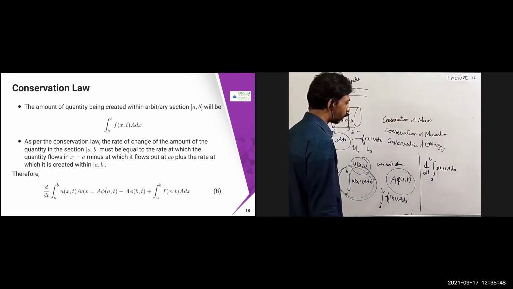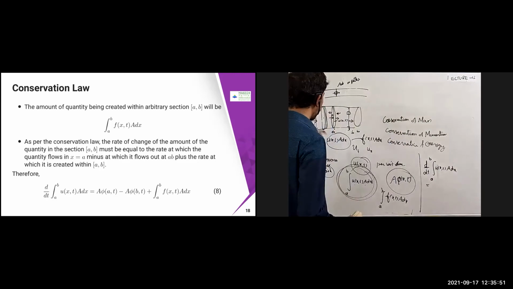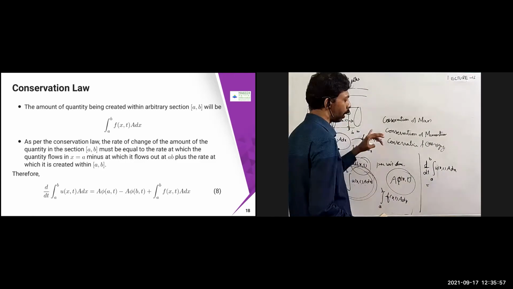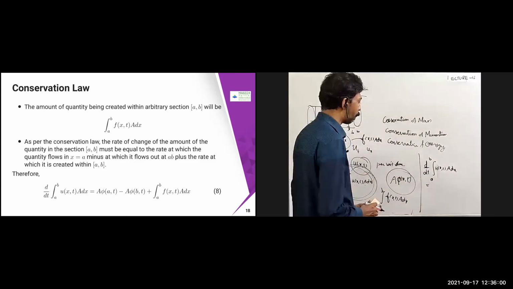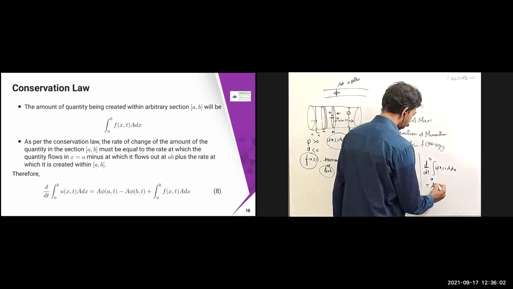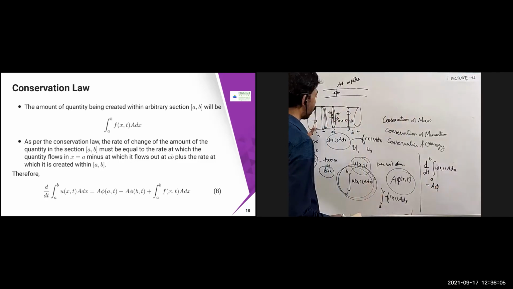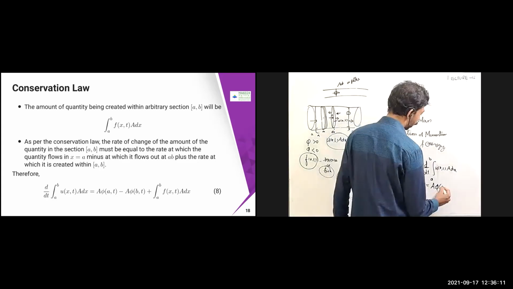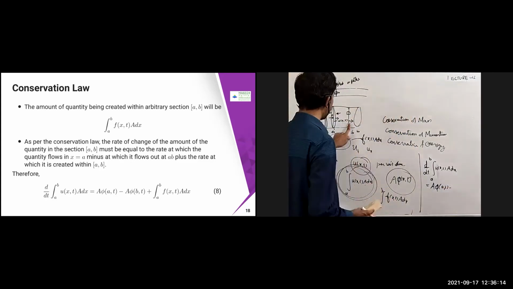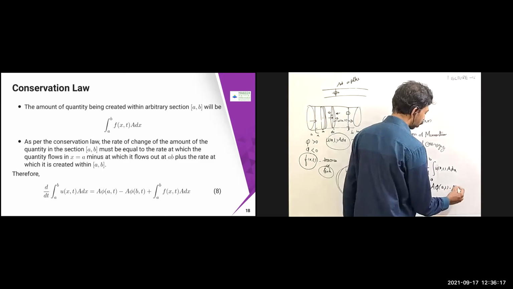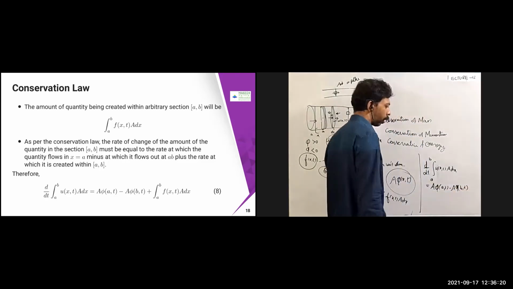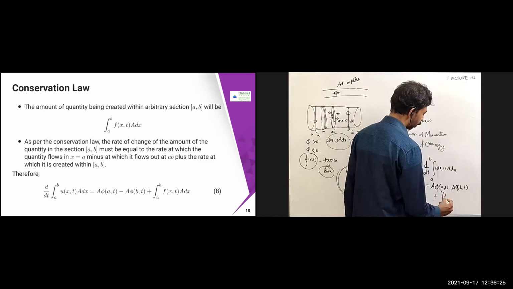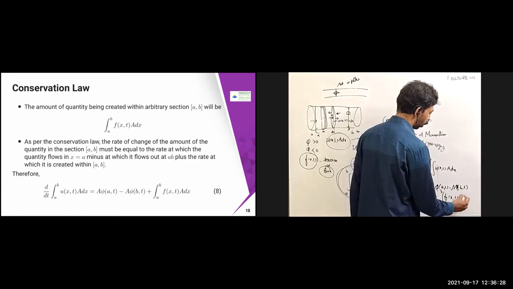This is the same as the difference between the flux, whatever is entering and whatever is leaving. That is going to be A into whatever is entering at A, that is A times phi of a comma t, minus whatever is leaving here, that is A times phi of b comma t, plus some source term, which is the integral from A to B of f of x comma t into A dx.